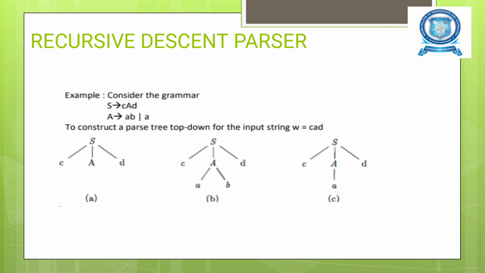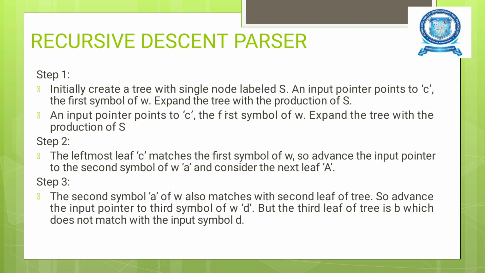The compiler takes the first right-side replacement, A → a b. So A is replaced by a b, but it does not match our target, because our input string w is c a d, but we get c a b d. Now the compiler follows the backtracking concept. A is replaced by the second replacement, A → a. Now we get the accurate result. This is the backtracking concept in the recursive descent parser.